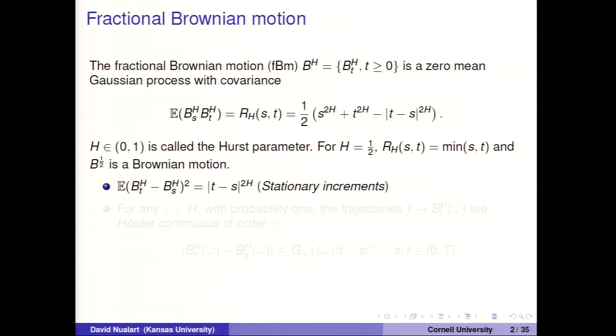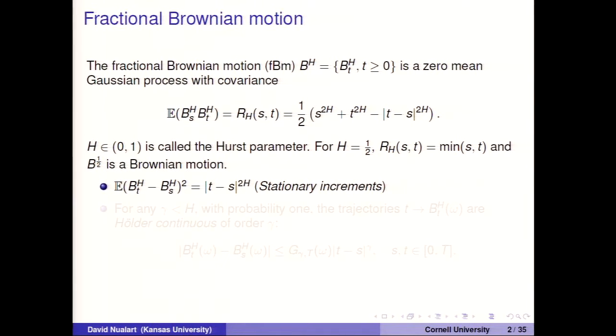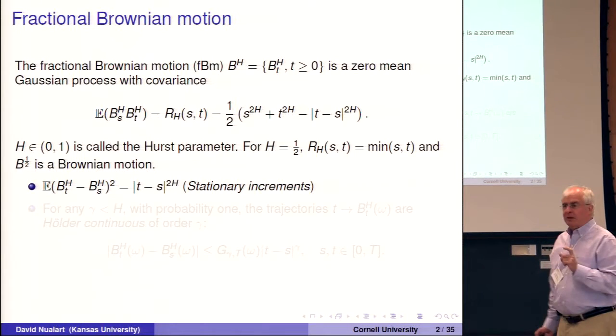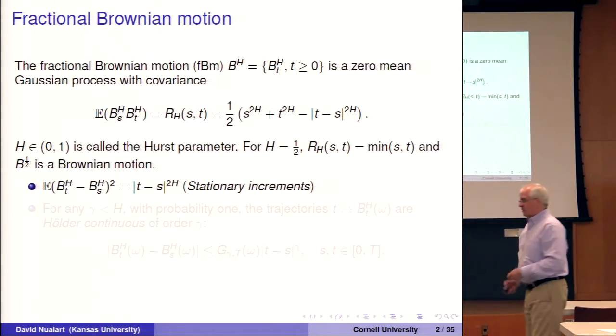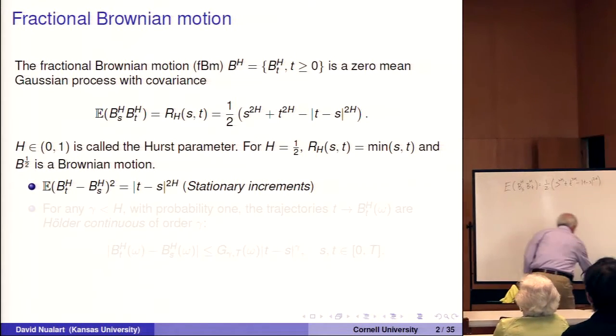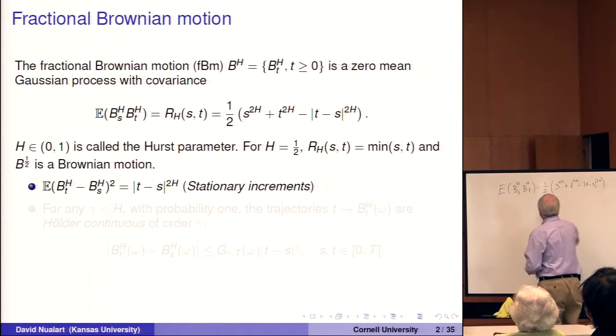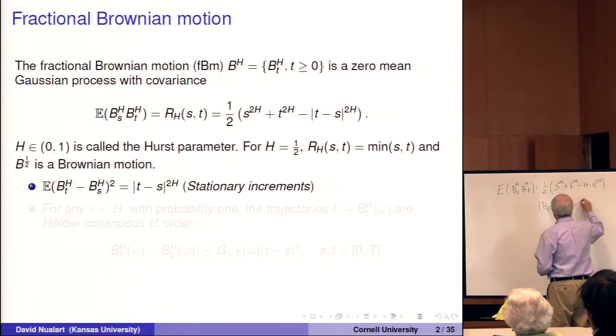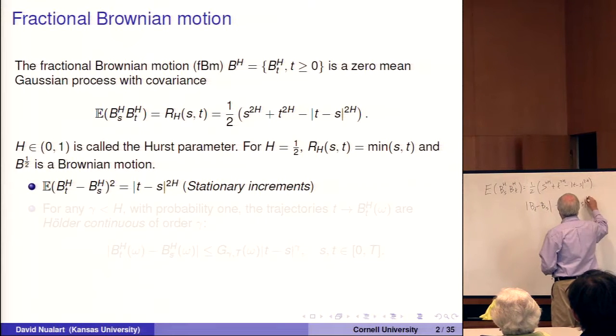Okay, and this is also a very important property because it tells you the size of the increments. The size of the increment is more or less of the order of |t minus s| to the power h, roughly speaking. So roughly speaking, we can say that V_t minus V_s is of the order of |t minus s| to the power h.